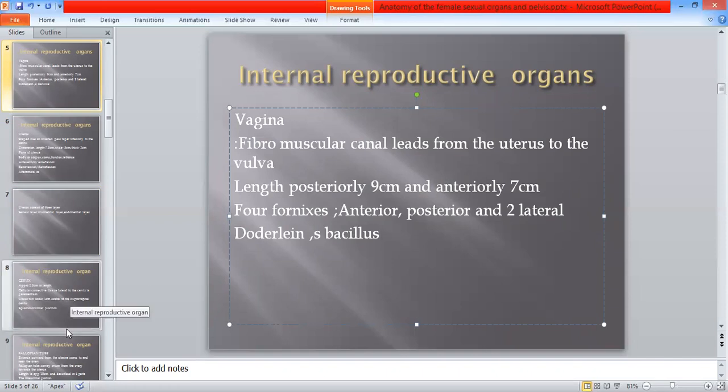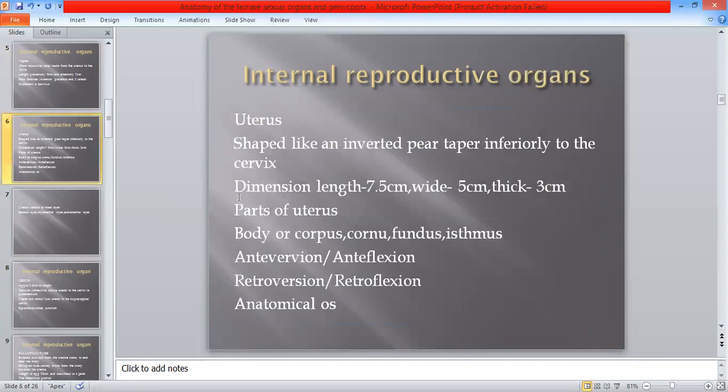The next thing is the uterus. The uterus is shaped like an inverted pear, tapering inferiorly to the cervix. Its length is about 7.5 centimeters, its width about 5 centimeters, and its thickness 3 centimeters.